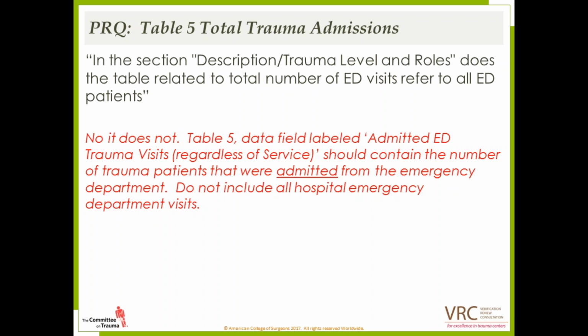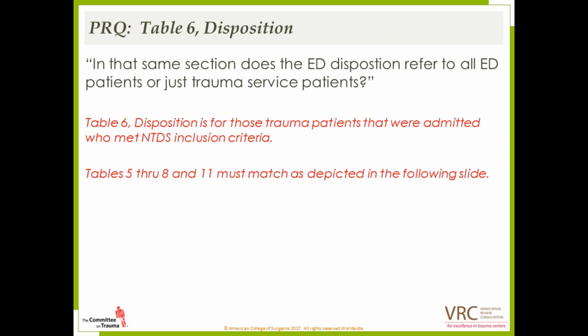So Table 5, data field label, admitted ED trauma visits, regardless of service, which is your first data line, should contain the number of trauma patients that were admitted from the emergency department. So we don't want you to include all your hospital visits. That number would be huge, and the next slides are going to demonstrate why that is. So table 6, same situation. It doesn't include all ED dispo for all trauma patients. So the table 6 disposition is for those trauma patients that were admitted who met the NTDS inclusion criteria.